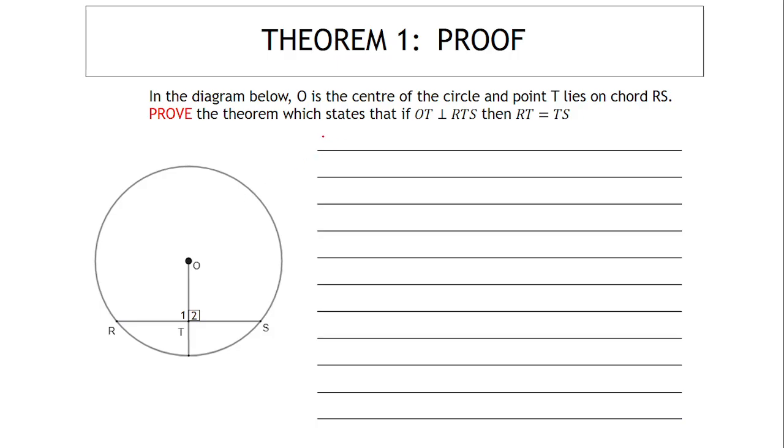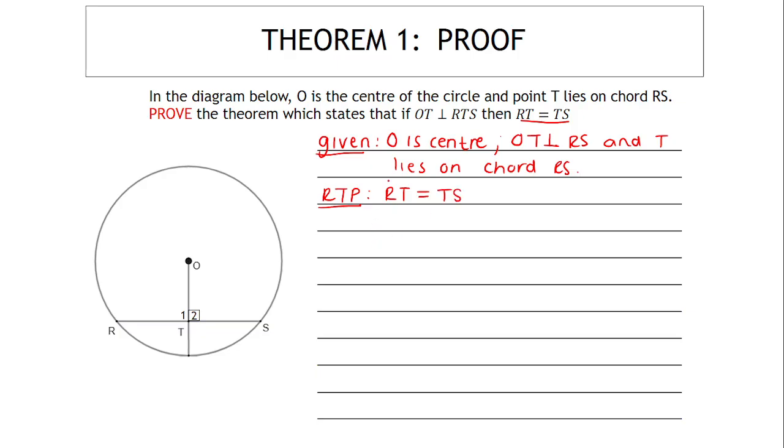So what you start off with is, what were you given? You were given that O is center. Everything that's given is in the line above. O is center. You were also given that OT is perpendicular to RS, and T lies on chord RS. Great. That's what you were given. RTP stands for required to prove. You're required to prove that RT is equal to TS. That's what you're required to prove.